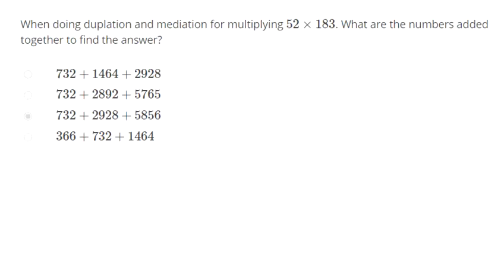So the duplation and mediation method is another way of multiplying numbers. I think we're all used to vertical form. That was the one that was traditionally taught, where you do 2 times 3 makes 6, 2 times 8 makes 16, carry the 1 over. That works, and we're all really comfortable with it.